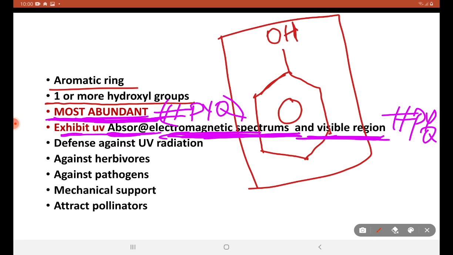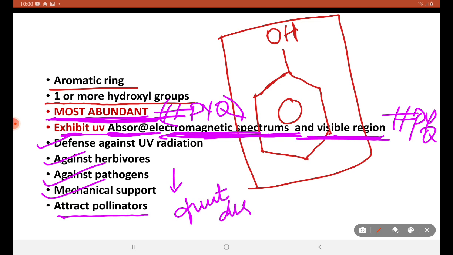It acts as a defense against UV radiation, against herbivores, against pathogens. They give mechanical support. They help to attract pollinators, reduce the growth of competing plants, and help in fruit dispersal. This is the structure and uses of phenols, phenolic compounds.